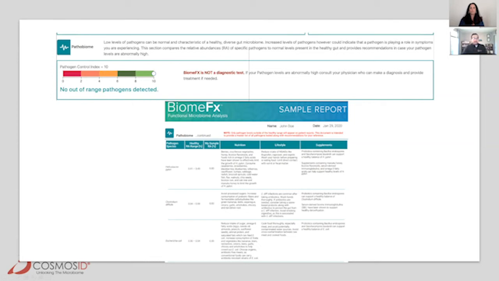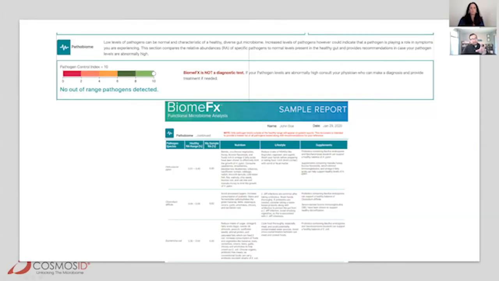Now, if any of them are out of range, you'll see something like this, where it shows you the pathogen, it shows you what the healthy range is, and what the sample range is. This part is from a sample report because this individual had nothing out of range. But you'll have actual numbers here that tell you how far out of range it is. And of course, along with that, you get nutritional, lifestyle, and supplement recommendations to help deal with that specific pathogen. And a lot of these recommendations are also going to help improve your control index by strengthening the commensal bacteria so that the commensal bacteria can control that pathogen better, right?